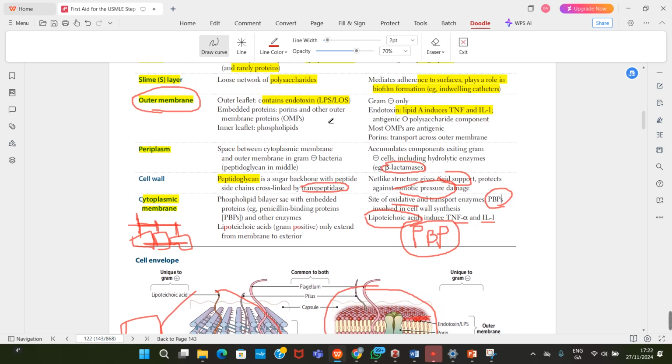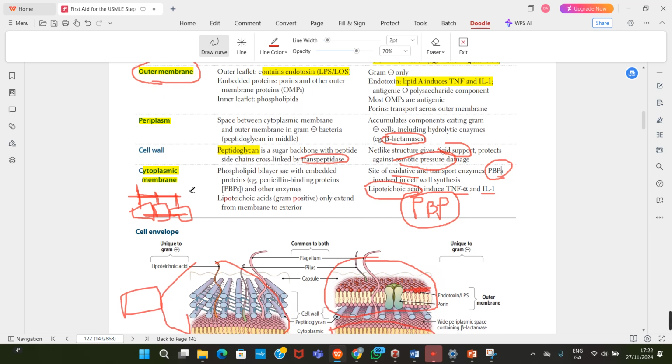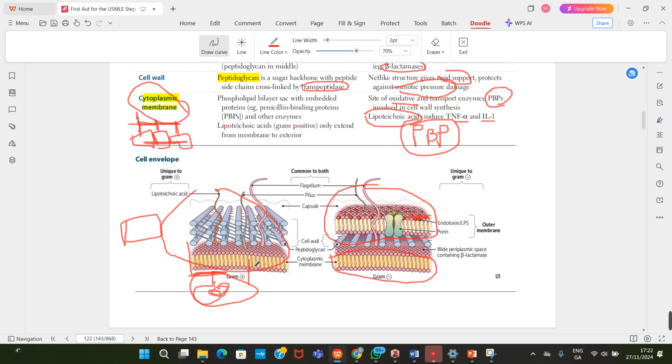But we don't find the lipoteichoic acid in the outer membrane because gram-positive don't even have any outer membrane. So where do we have the lipoteichoic acid hiding? The cytoplasmic membrane. So you just see the lipoteichoic acid projecting here. This is it here. This part projecting like this from the cytoplasmic membrane.